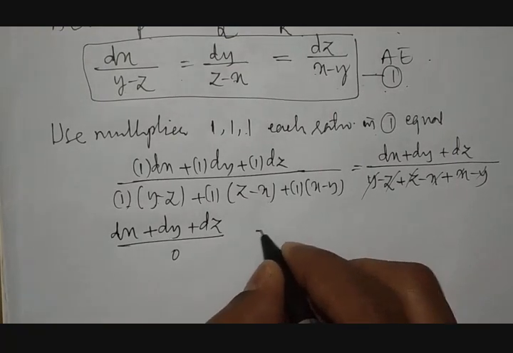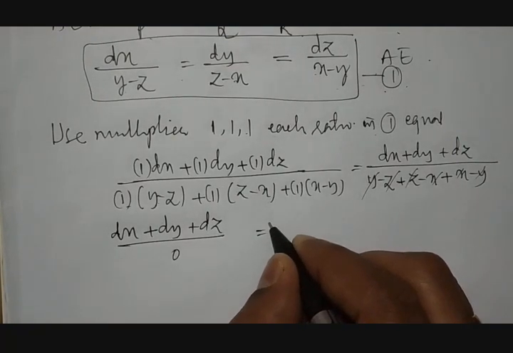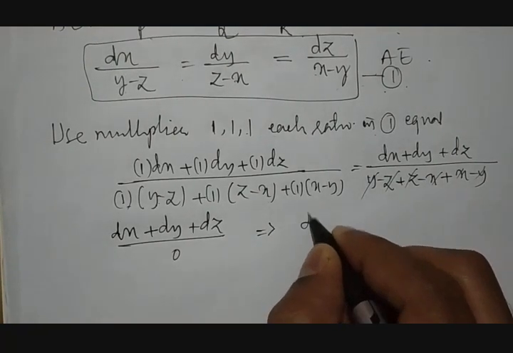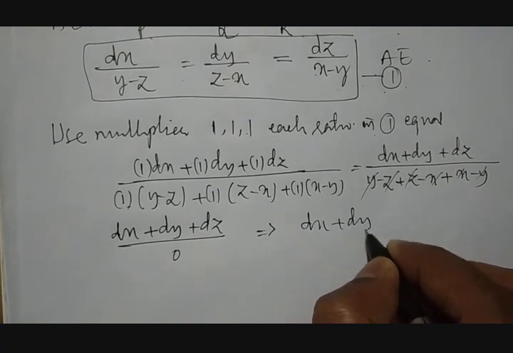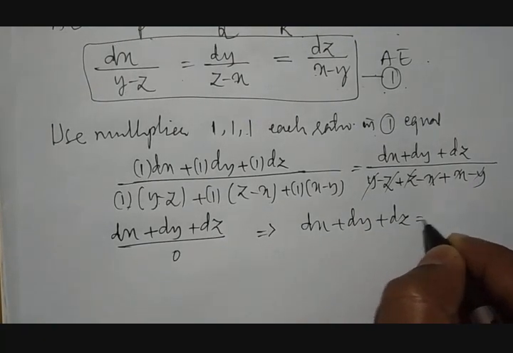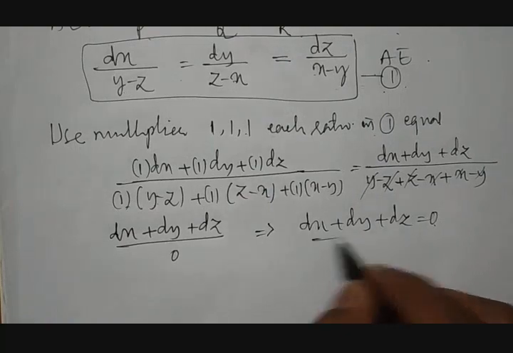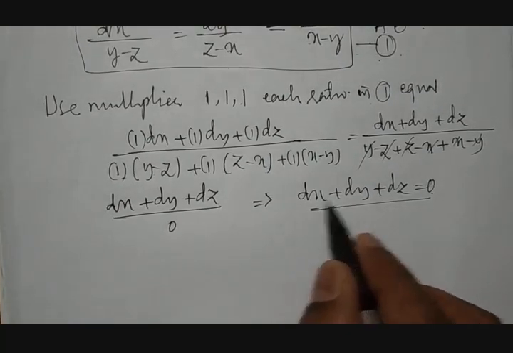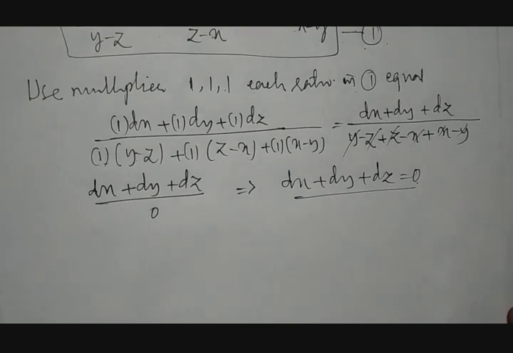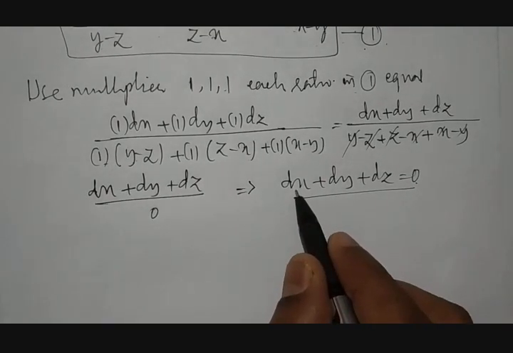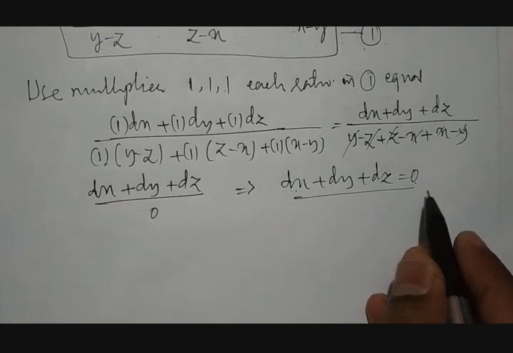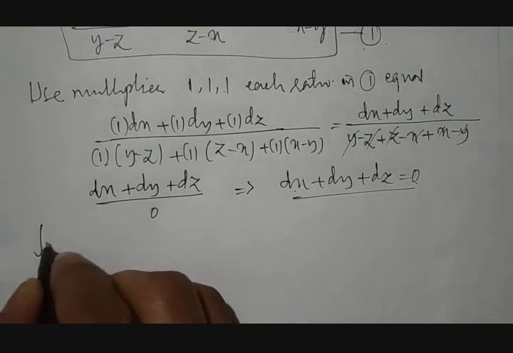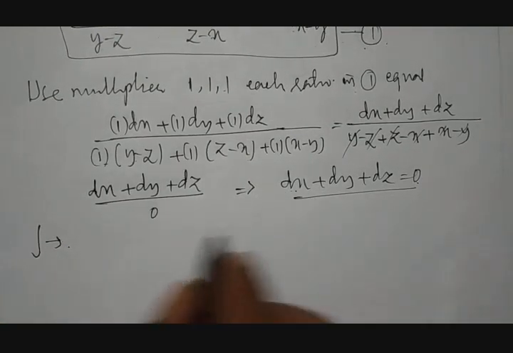Because of that, we will be taking this result as dx plus dy plus dz equal to 0. Fine, we have taken it like this. 0 is taken to the other end: dx plus dy plus dz equal to 0. Then we need to apply integration on this equation to get a solution, with respect to the variables.